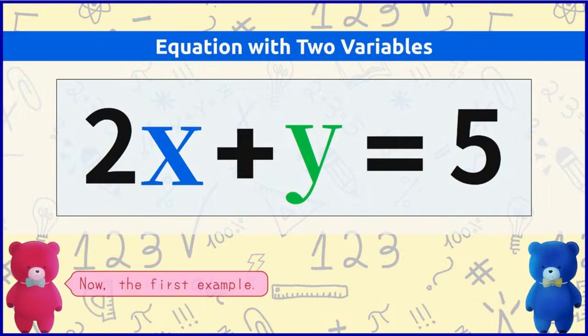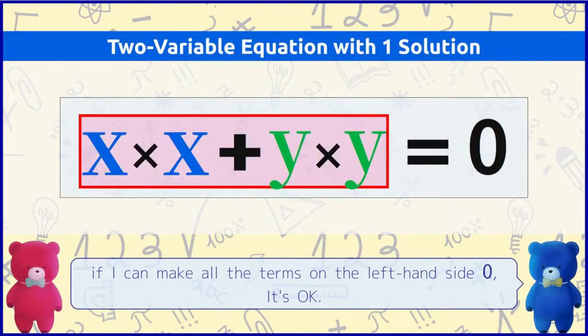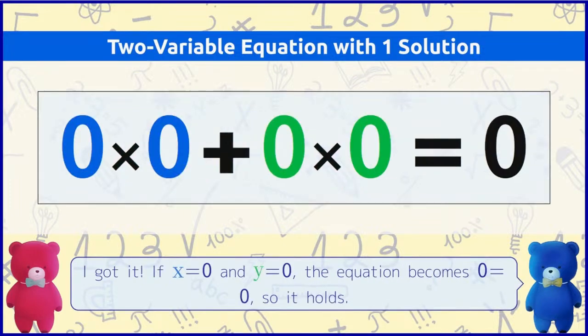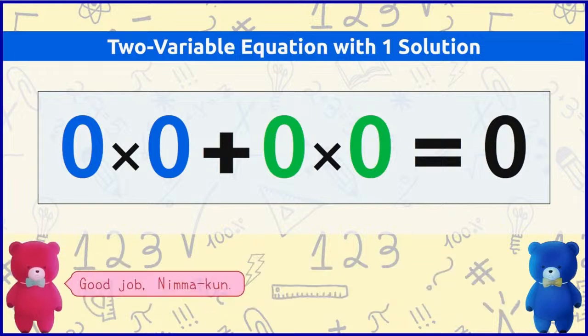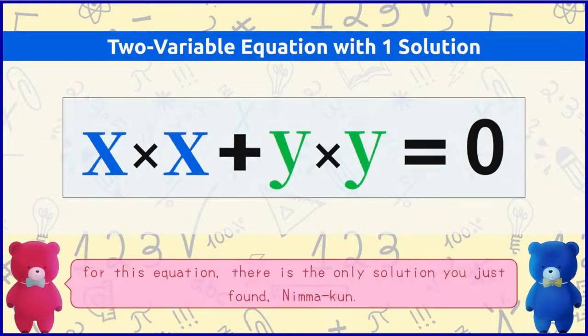Now the first example. If I can make all the terms on the left-hand side 0, it's okay. I got it. If x equals 0 and y equals 0, the equation becomes 0 equals 0, so it holds. Good job, Nimacon. To sum it up, for this equation, there is only the one solution you just found, Nimacon.